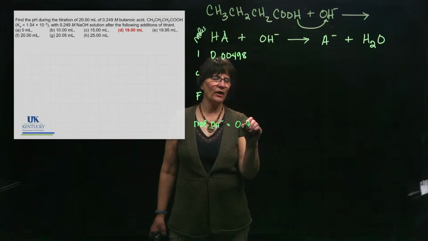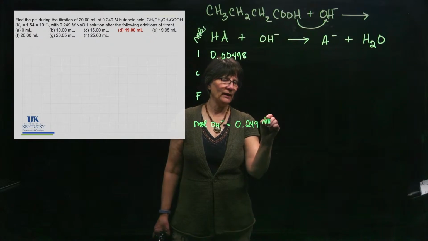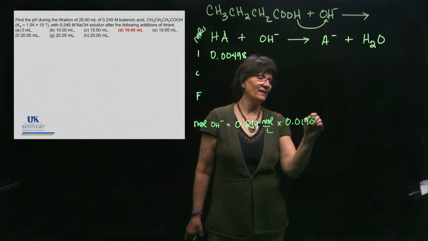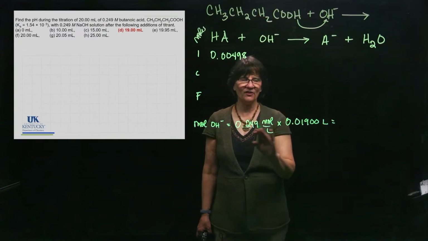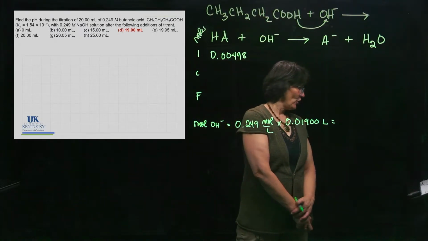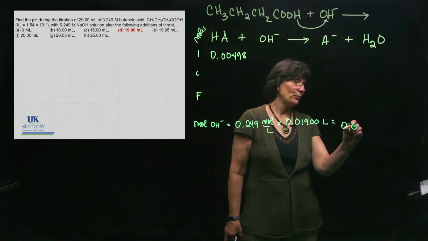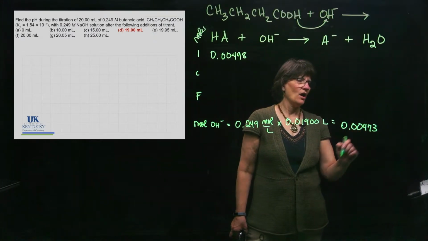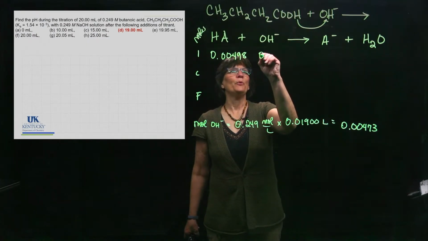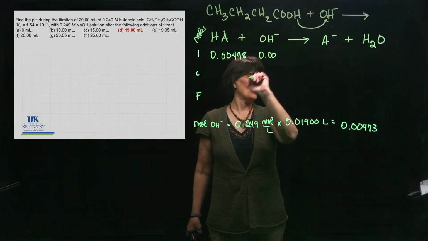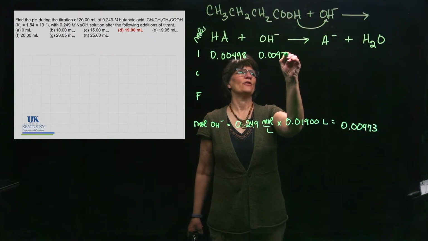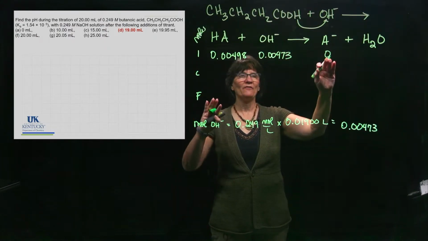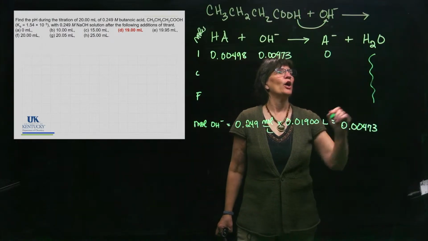To get the moles of the hydroxide, we know it comes from the moles of the sodium hydroxide. So we take the molarity, that's moles per liter, times the liters, which is 0.019. That's going to give me the moles of the sodium hydroxide, which is getting pretty close, but not quite as big as our starting amount of the weak acid. So I will put it here, 0.00473.